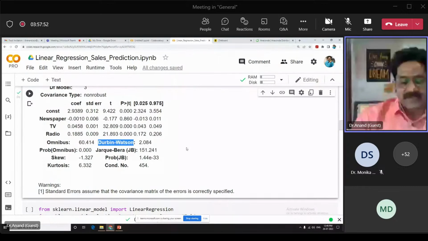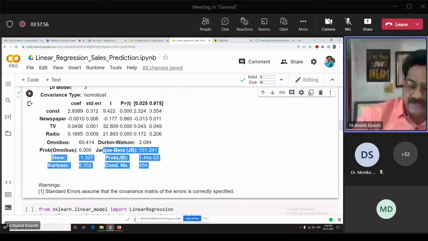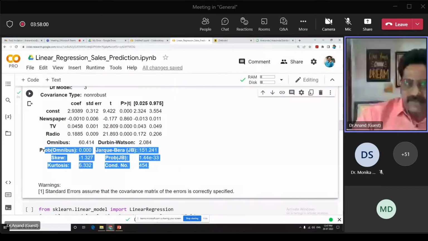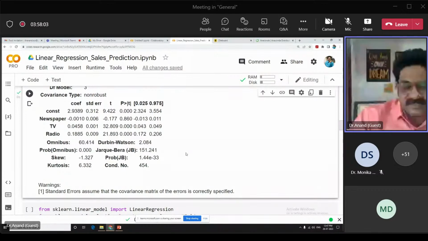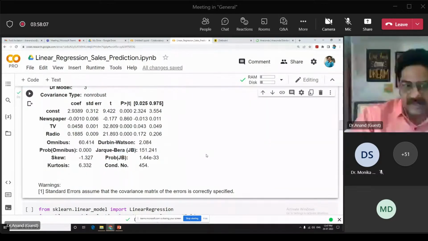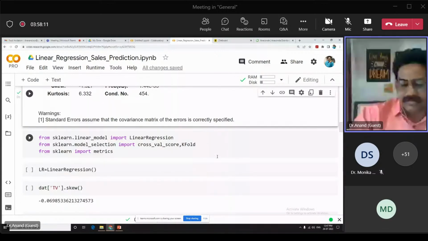Similarly, we have something called Jarque-Bera, Omnibus. These are all checking the normality of the residuals. You don't need to look at this table, because these normality tests do a very strict normality test. But practically, I told you we give some tolerance level. Better we can check the residue manually.